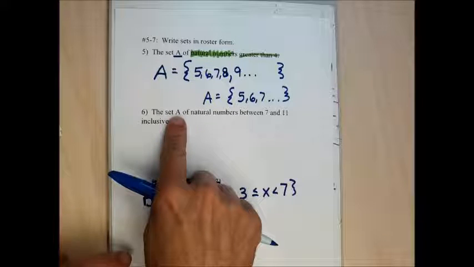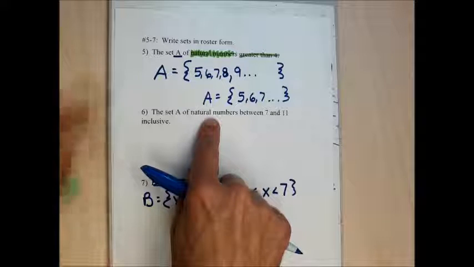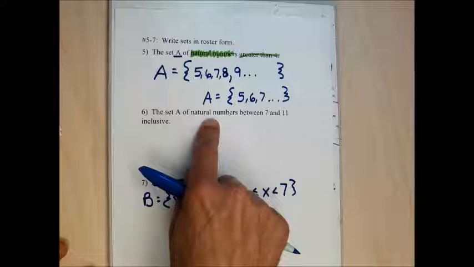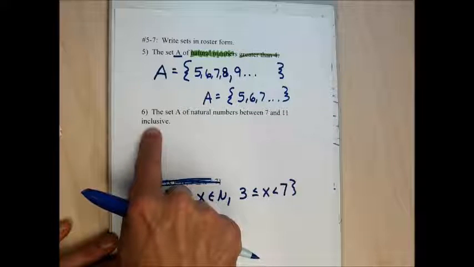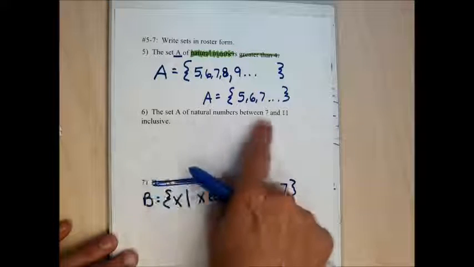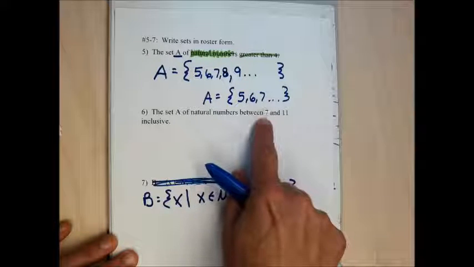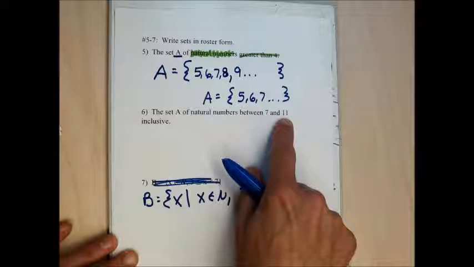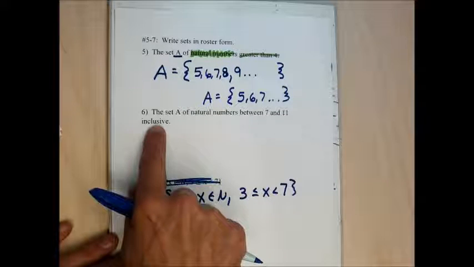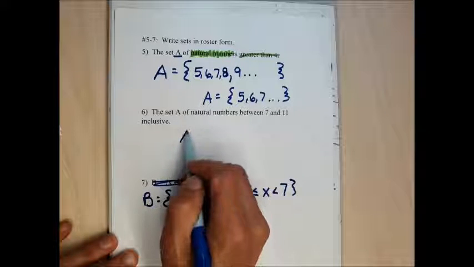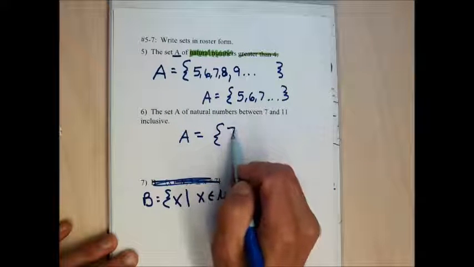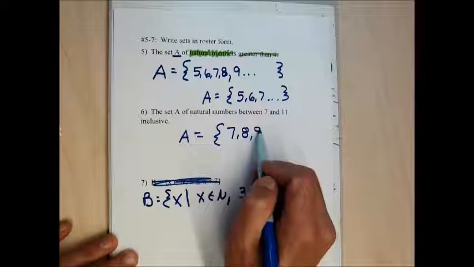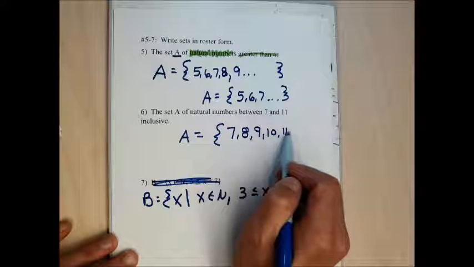For question 6, again, the name of the set is A. It only contains natural numbers. So when I go to list the elements in roster form, I won't have any fractions or decimals. I see between 7 and 11, and then the keyword inclusive, which means in my listing, I'm going to do all the natural numbers between 7 and 11, and I'm going to include the 7, and I'm going to include the 11. If it said exclusive, my answer wouldn't have the 7 or the 11 in it. So I'm just going to write A equals 7, 8, 9, 10, and 11, which are all the natural numbers between 7 and 11, if I include the 7 and the 11.